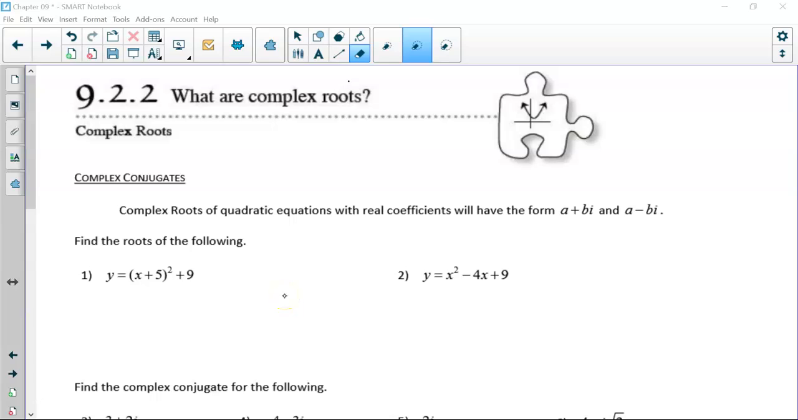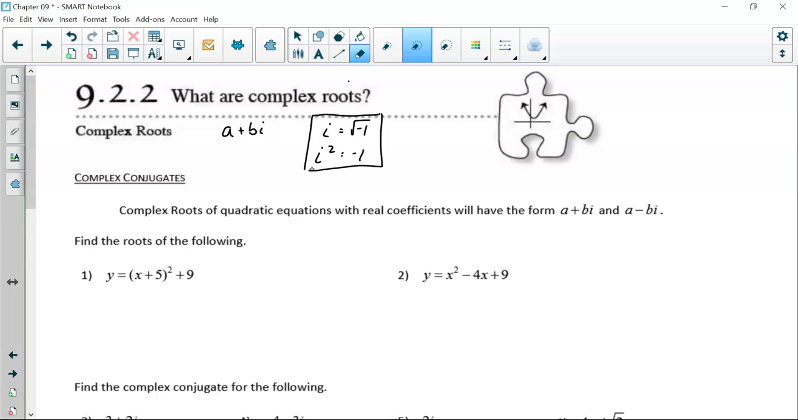Welcome to section 9.2.2. We're going to be talking about complex roots. Now, complex numbers are in that form of a plus bi. And don't forget, i is the square root of -1. What's also important to remember is that i squared equals -1. Keep that in mind as we're working through with our imaginary numbers, our complex numbers.